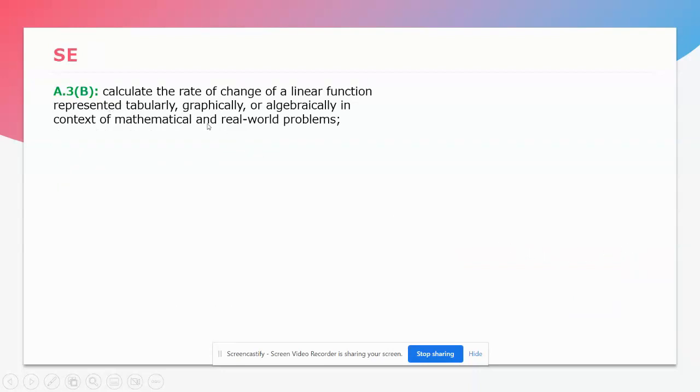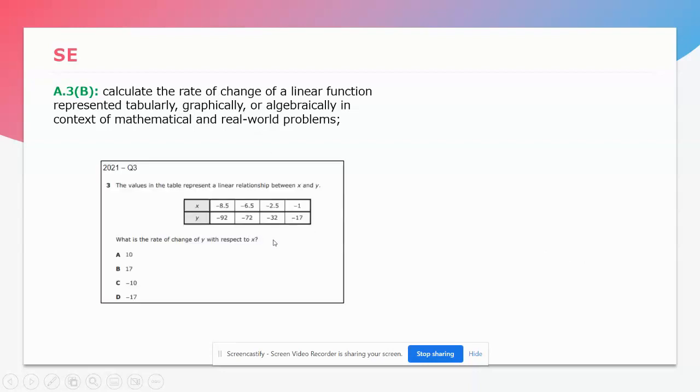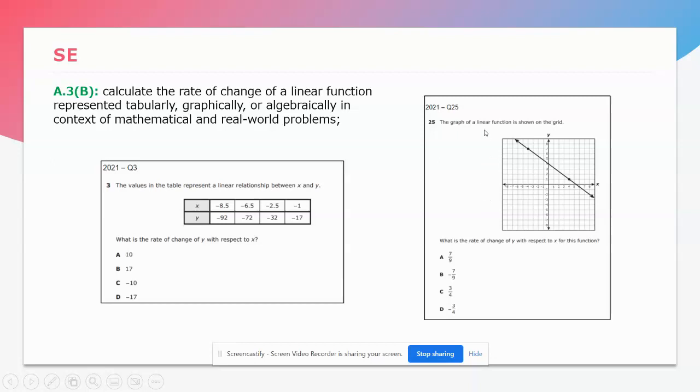A3B is a readiness standard and is talking about the rate of change through multiple representations. Here's one released item, giving the table and asking for the rate of change. Another, it's giving the table and a graph and asking for the rate of change. Notice on both of them, they say rate of change of y with respect to x. This shows up a lot on the test, and we don't want this to be the first time our students see it, so please make sure to embed this throughout your lessons.